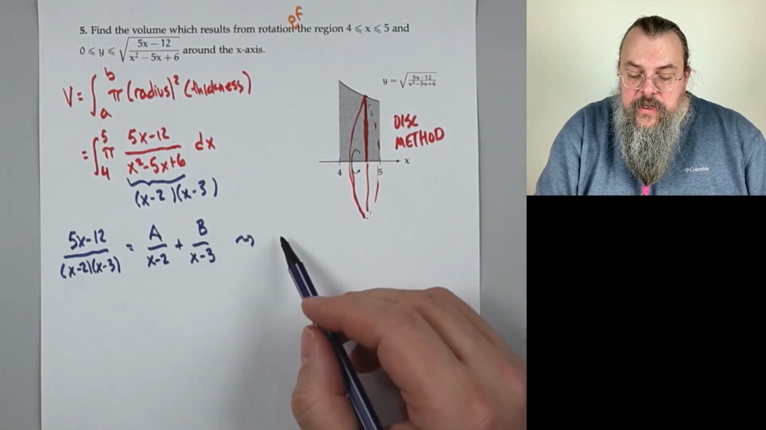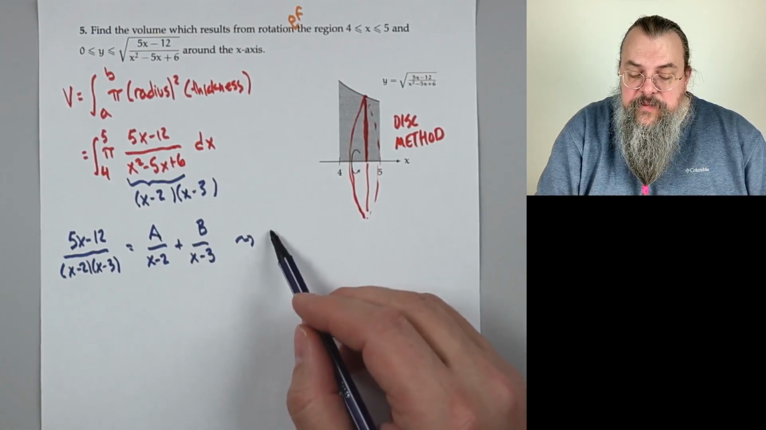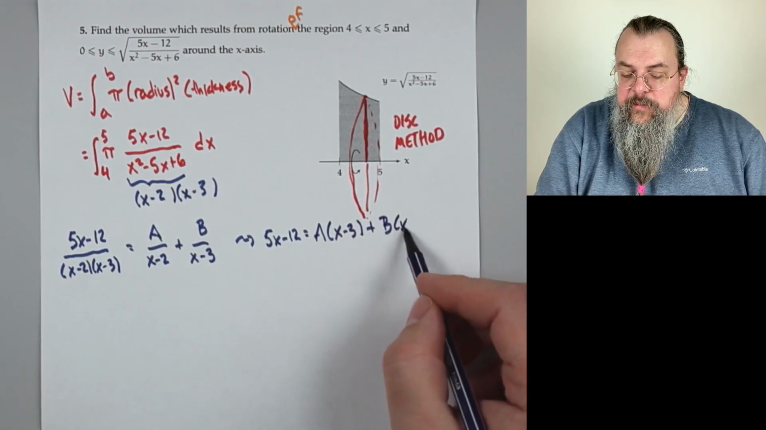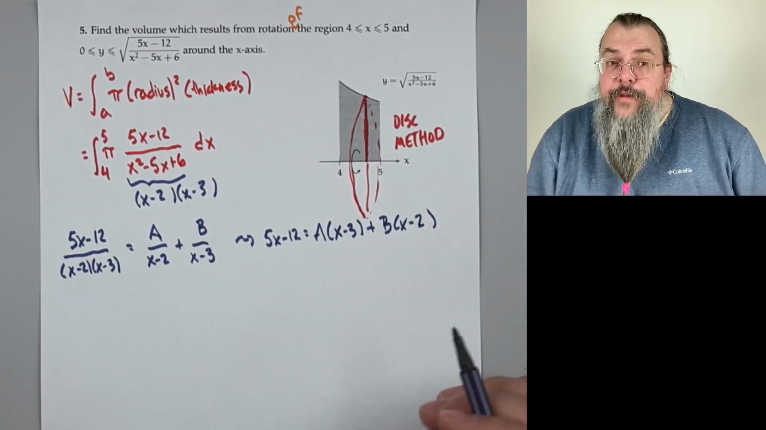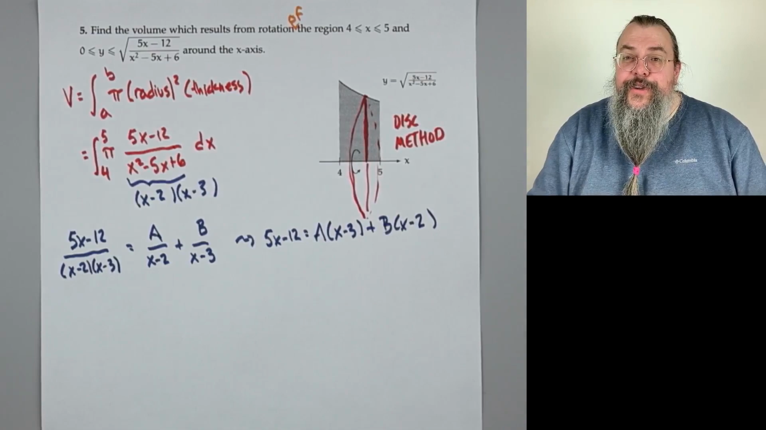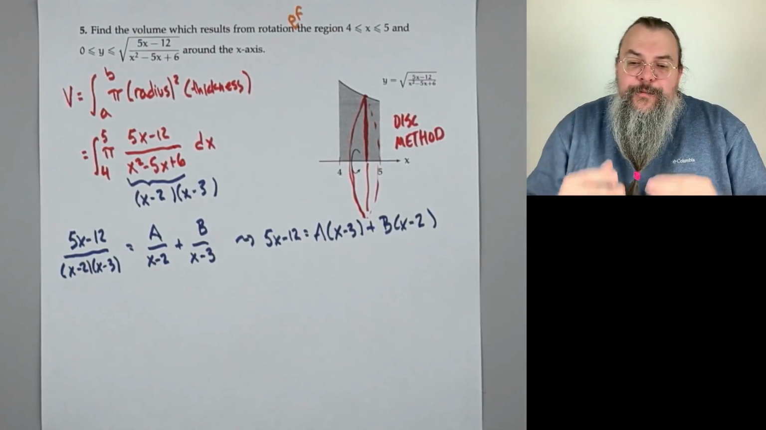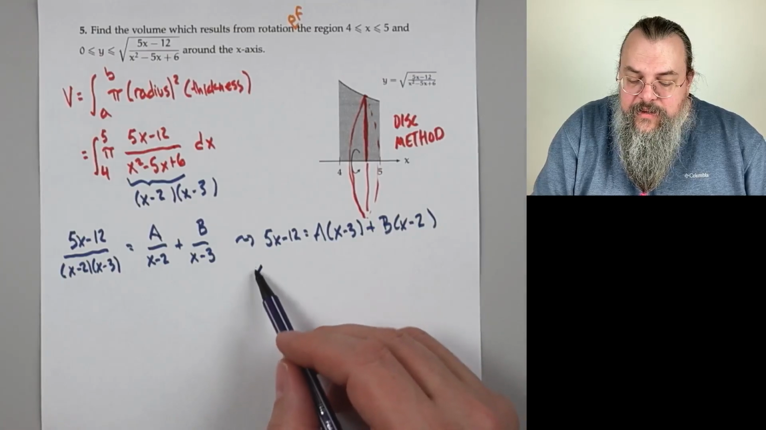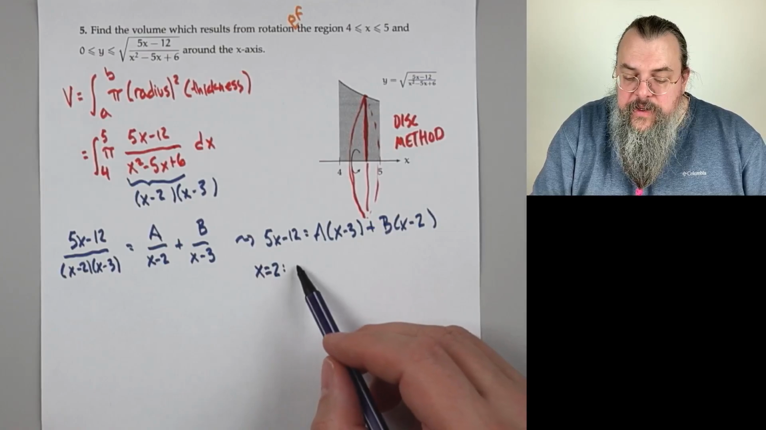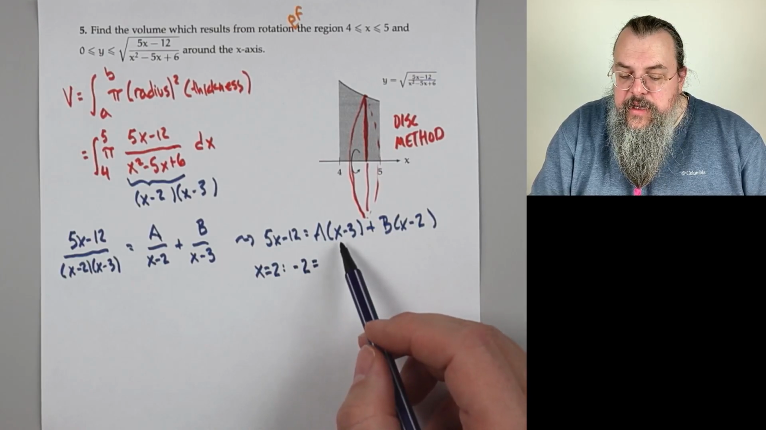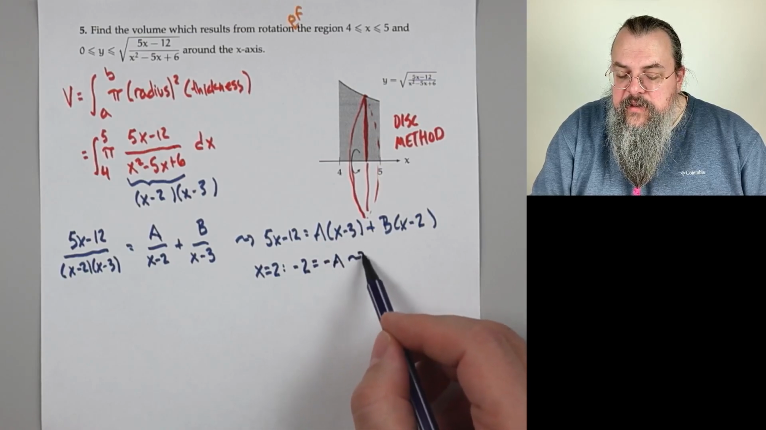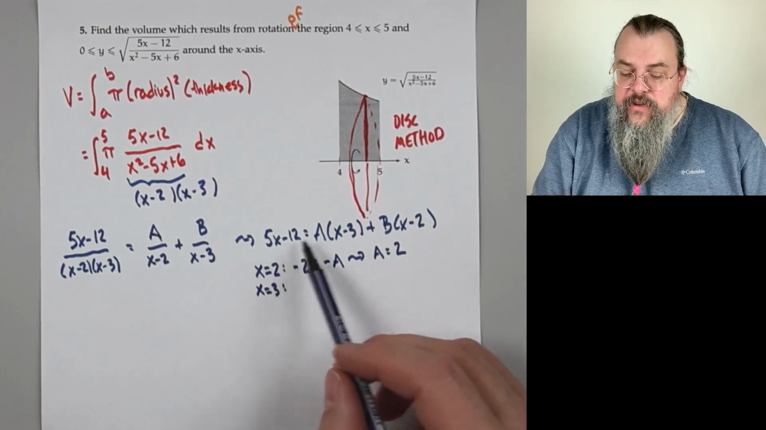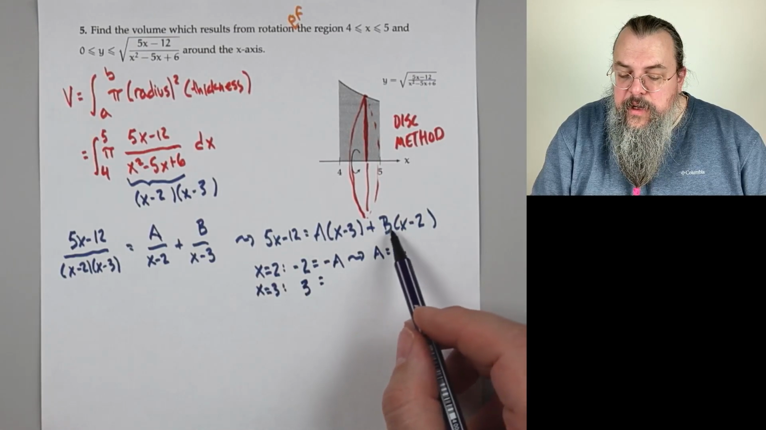Clear your denominators, and so that means multiply everything by x minus 2 times x minus 3. We'll get 5x minus 12 is a times x minus 3 plus b times x minus 2. And make good choices. You feel like it's your parents talking to you when you're heading off to kindergarten. Make good choices. And so in our case, things that knock out terms. So, for instance, if we choose x equals 2, 10 minus 12 is negative 2. And we get a times 2 minus 3, which is negative a. So that says a should be 2. If we choose x equals 3, we're going to get 15 minus 12 is 3 equals b.